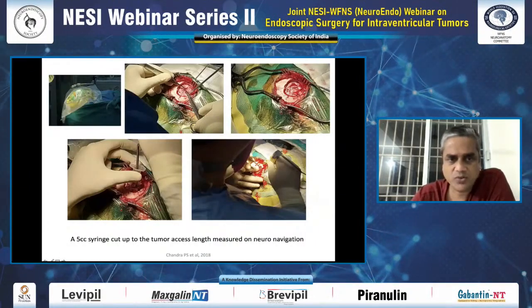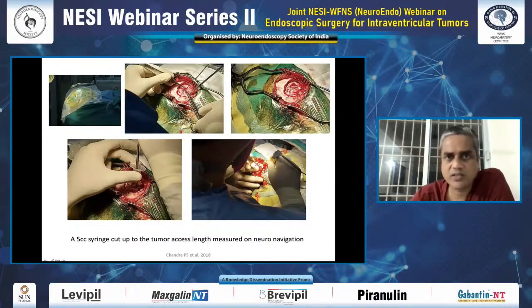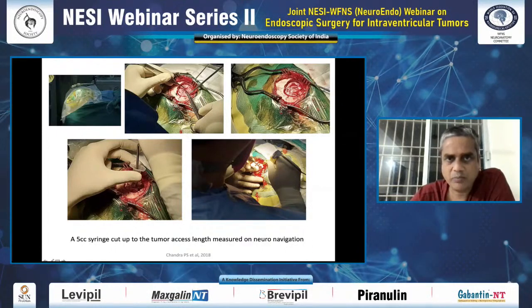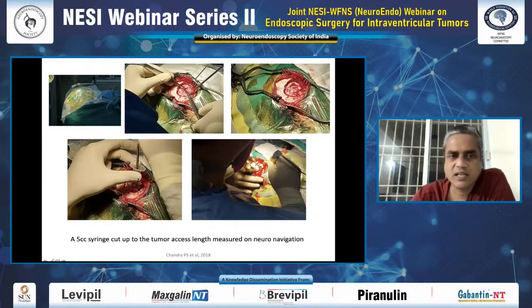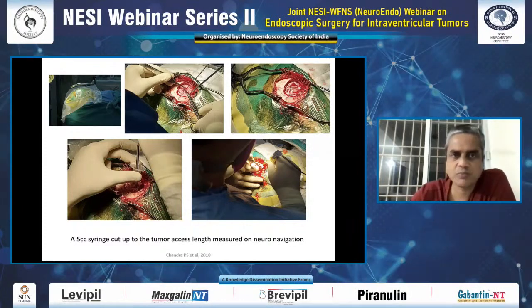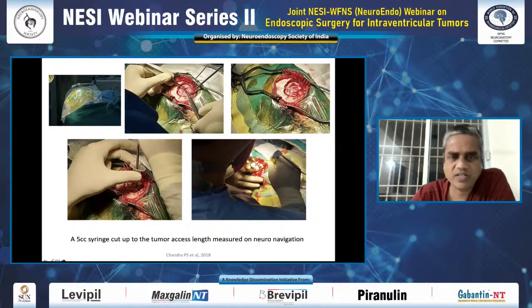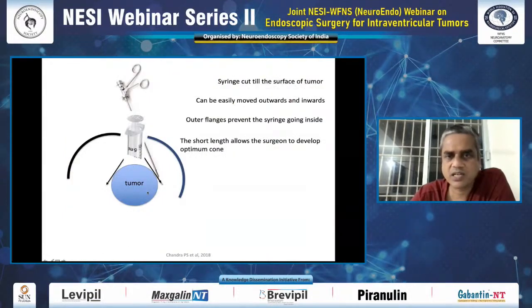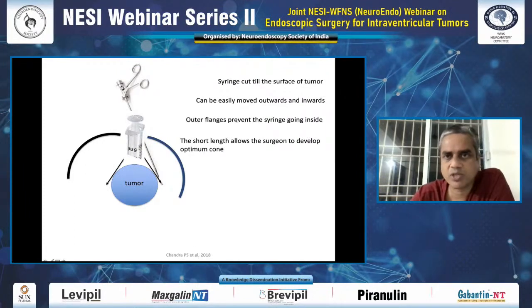Now, I started using a syringe, like Professor Qureshi was mentioning, almost 15 years ago. I prefer to use a 5cc syringe, and this could be cut to a very short length. The idea is to just reach up to the surface of the endoscope. And I used it for several hundred cases for intraventricular hematomas and intracerebral hematomas.